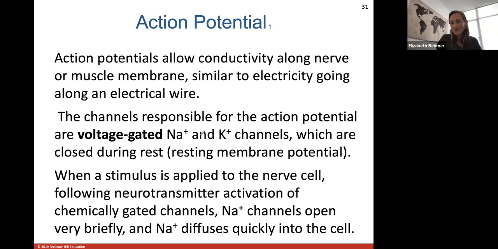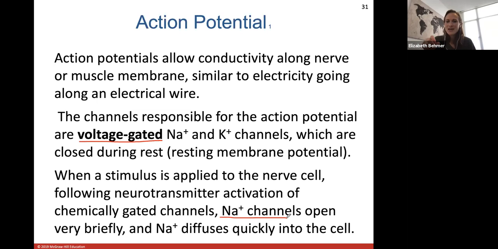The channels responsible for the action potential are what we call voltage-gated channels, meaning they can only be opened when there's a change in membrane potential. And they're closed during rest or resting membrane potential. When a stimulus is applied to a nerve cell, usually following a neurotransmitter activation of a chemically gated channel, sodium channels open first, and they open very briefly.